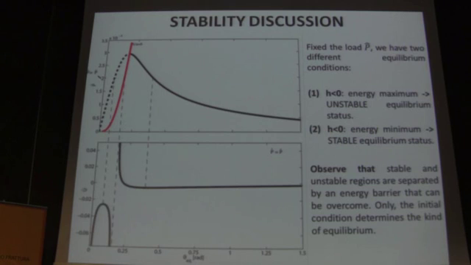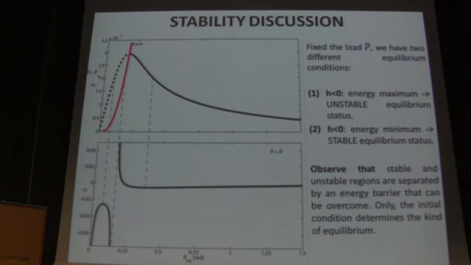To understand and to try to reply to this question, we carry out a stability analysis of the problem, and basically we look at the energy, and we observe that on the left we have a maximum for the total energy, and so we can say that that one is an unstable equilibrium condition. On the right we have a minimum for the energy, and so we have a stable condition.